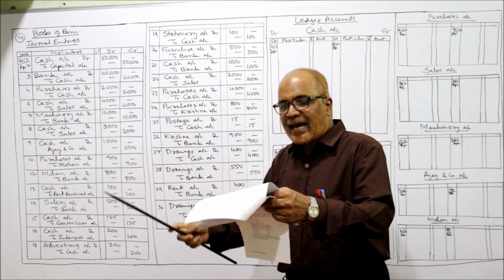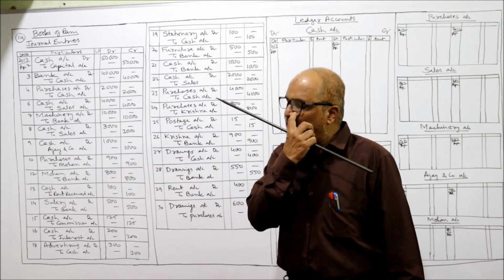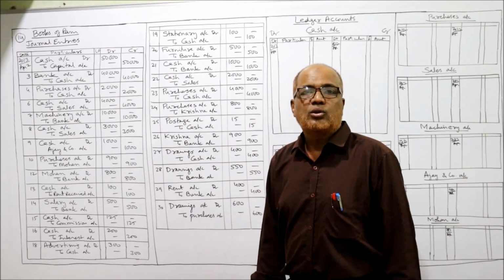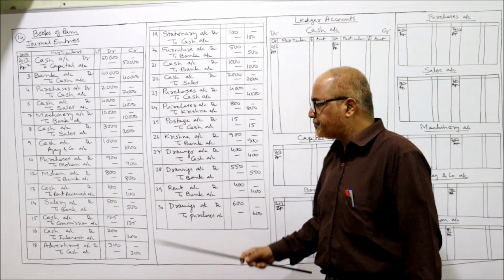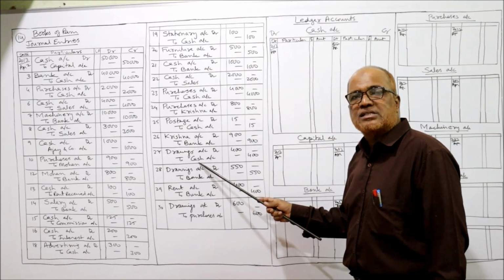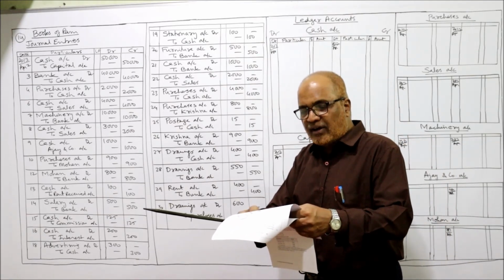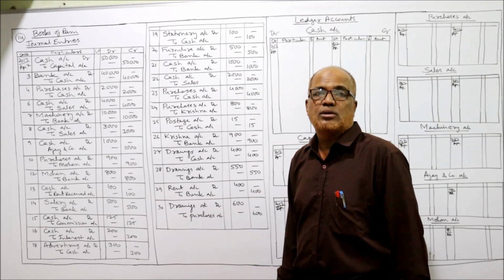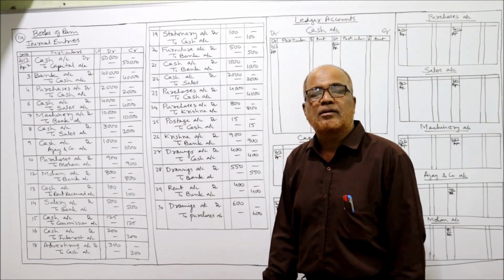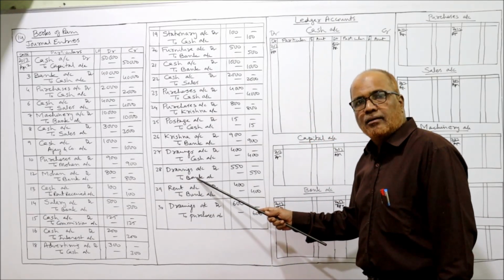Next 27th. Cash withdrawn from office for personal use. It is called drawings. So drawings account debit to cash, being cash taken for personal use. Next, amount withdrawn from bank for personal use. So drawings account debit to bank.